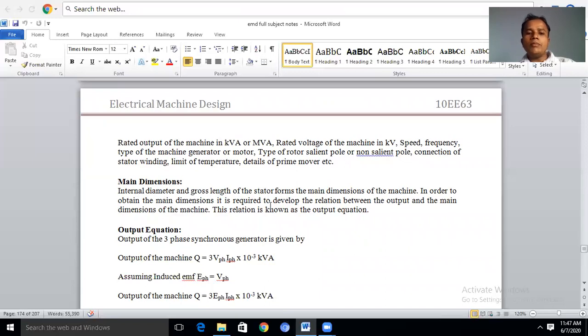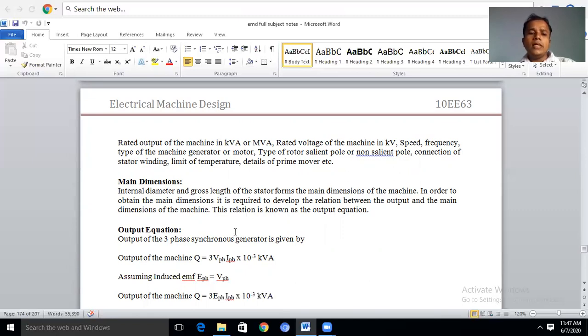In order to obtain the main dimensions, it is required to develop the relation between the output and the main dimensions of the machine. What is the relation between output and the main dimensions of the machine? This relation between the output and the main dimensions of the machine is known as the output equation.